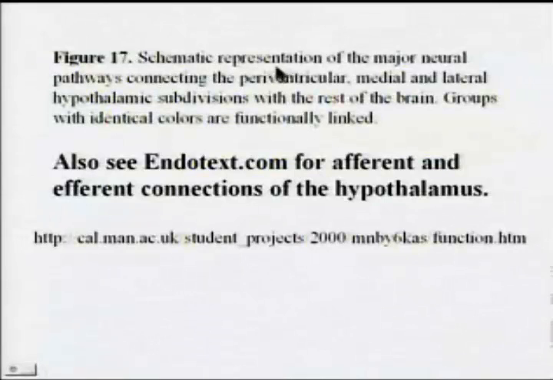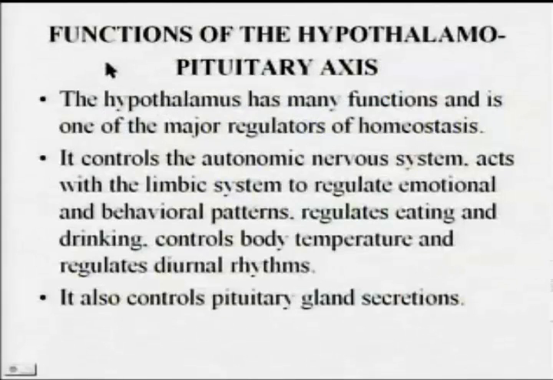So that was a schematic representation of the major neural pathways connecting the periventricular, medial, and lateral hypothalamic zones, subdivisions called here, with the rest of the brain. It's very much a summary. You'd have to read the literature endlessly to get all the details. Anyway, groups with identical colors are functionally linked. So that comes from the Endotext. And you should read a little bit more about the afferent and efferent connections there to get a better appreciation of the specificity and complexity of this.